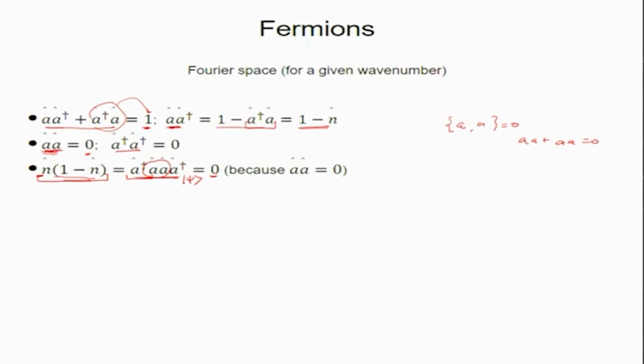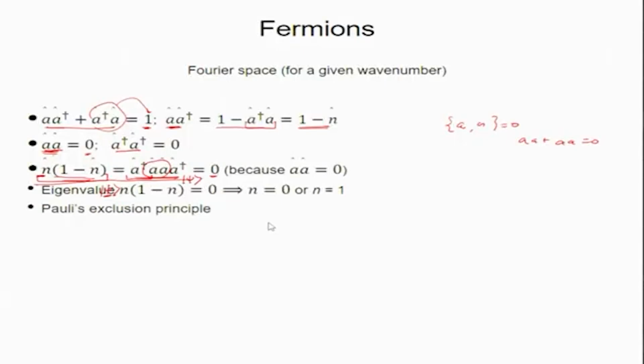What does it mean? If I act this on any eigenstate psi of this operator, then I will get either n to be 0 or n to be 1. So, this implies that n is either 0 or 1. This is coming from the property of anti-commutation of these operators. Either the state is empty or there is only one particle in that state. This is a pretty strange thing, but it just follows from this operator.